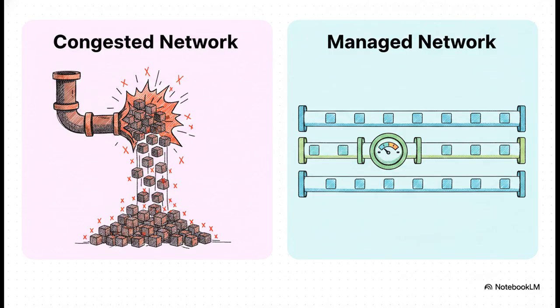But in the digital world, this leads to what we call packet loss. Pieces of your data are literally dropped and lost, leading to absolutely terrible, degraded performance. In stark contrast, on a managed network, the rate of transmission is actively regulated. The flow is tightly controlled, and that results in smooth, efficient operation.